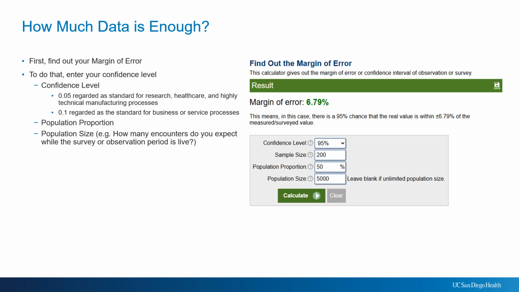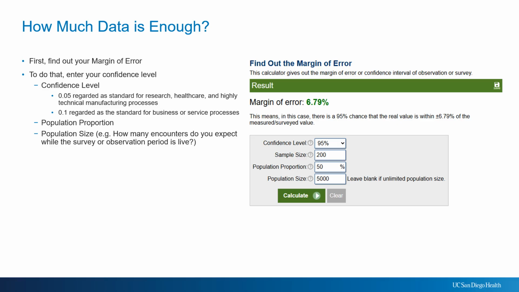Say a clinic sees 5,000 patients a year, but you anticipate you can collect observations from 20 patients next week. You can input this in your sample size and population size respectively. The population proportion is the fraction or percentage of individuals in a population that possess a specific characteristic or outcome.